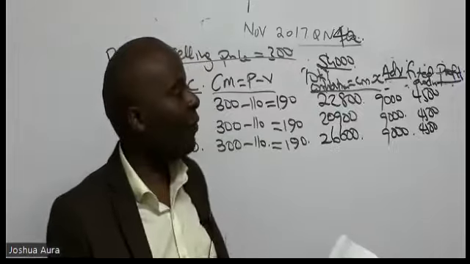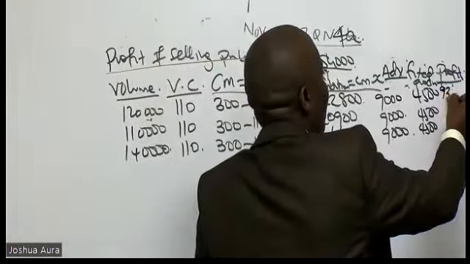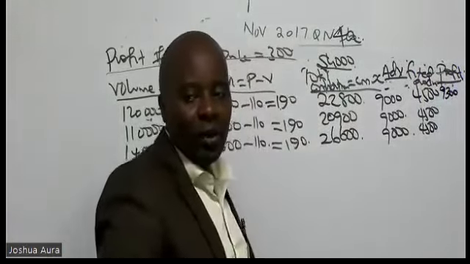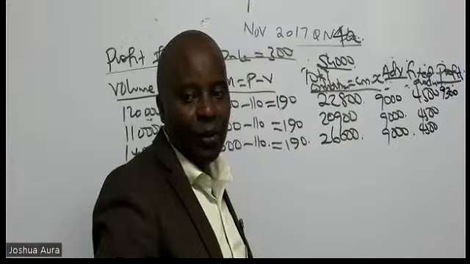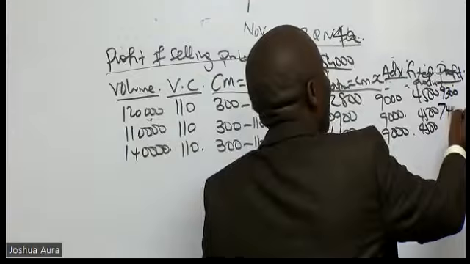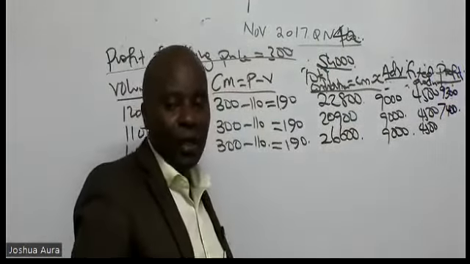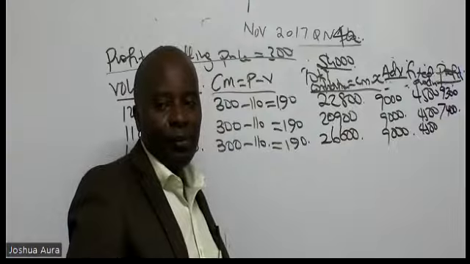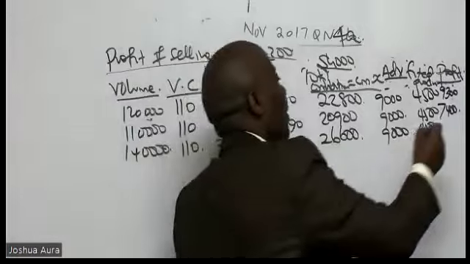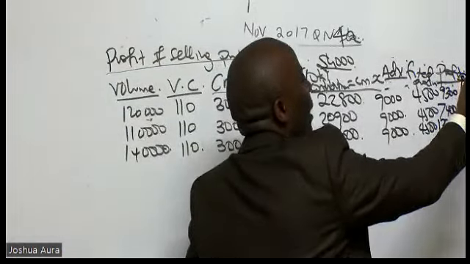Sharon gives me the first figure, 9,300. Thank you very much, Sharon. That is the first figure. How about the second figure? The second figure is 7,400. How about the third figure? 13,300.